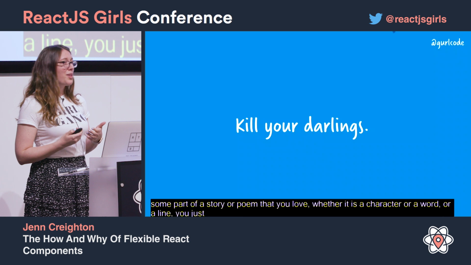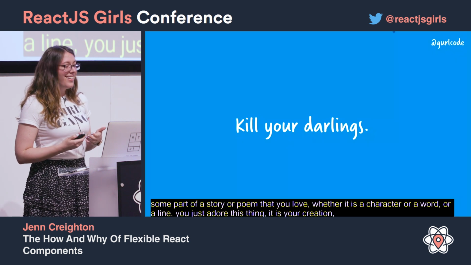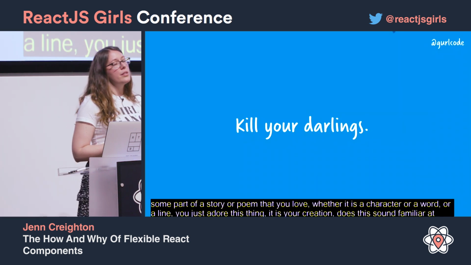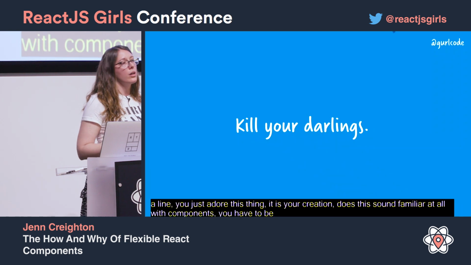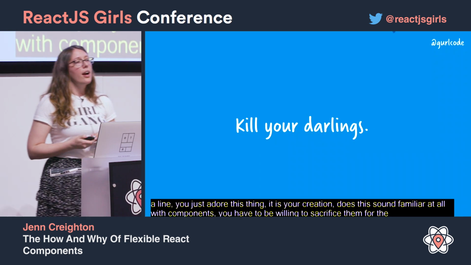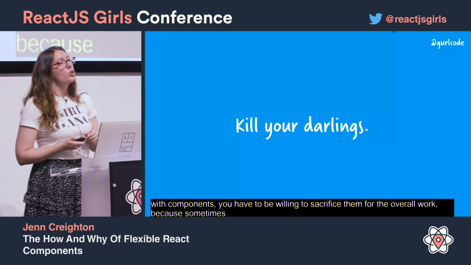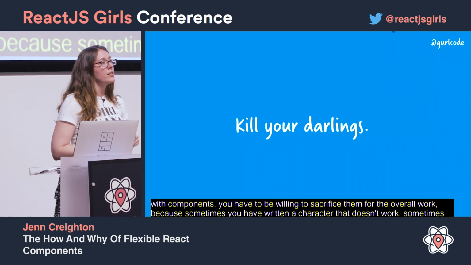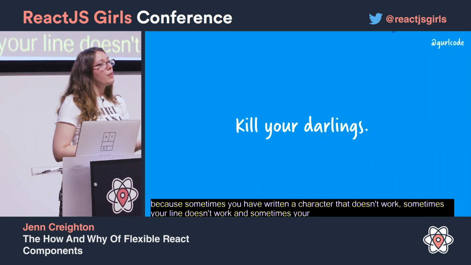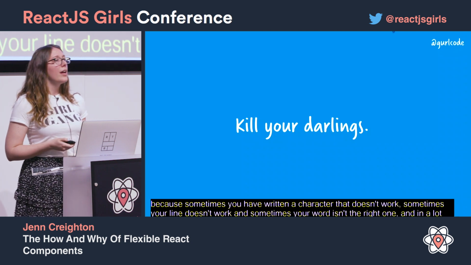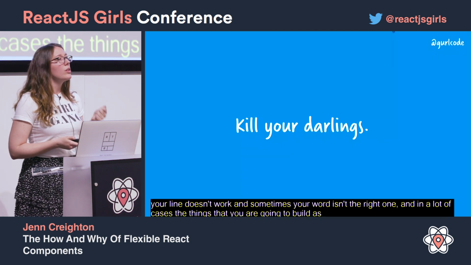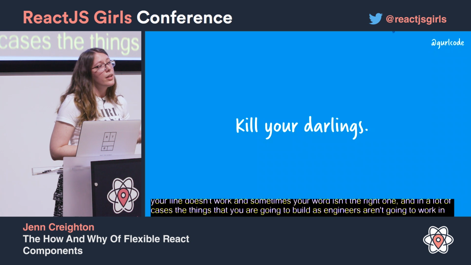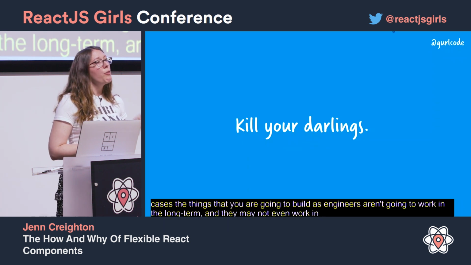Does this sound familiar, by the way, at all with components? You have to be willing to sacrifice them for the overall work. Because sometimes you've written a character that doesn't work, and sometimes your line doesn't work, and sometimes your word isn't the right one. And in a lot of cases, the things that you're going to build as engineers aren't going to work in the long term, and they may not even work in the short term. So how flexible are you? Can you kill off your darlings?